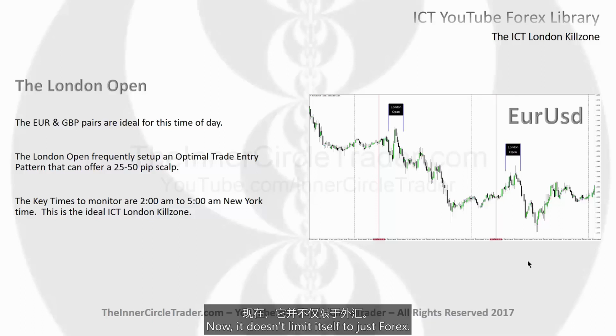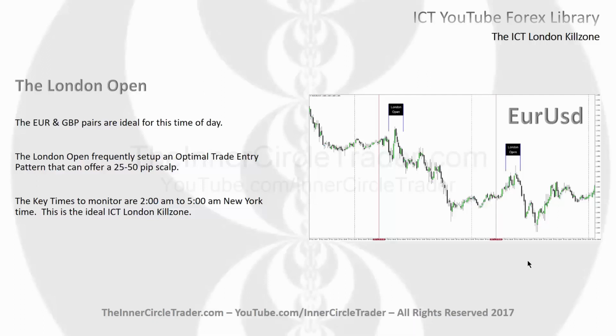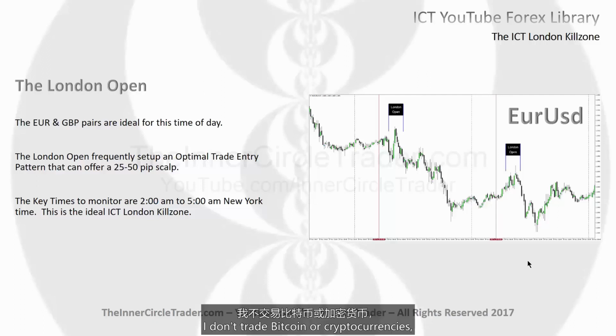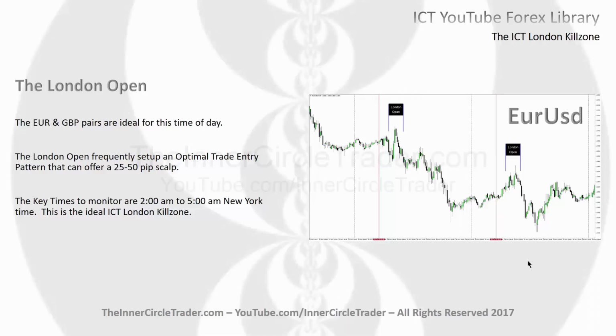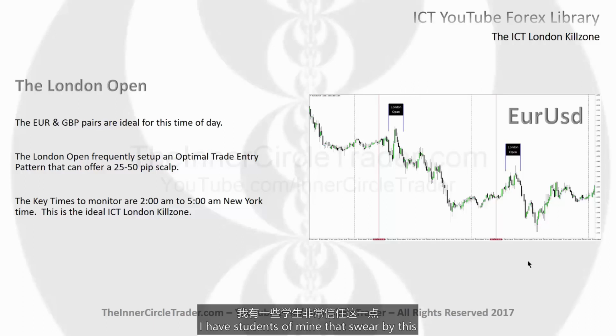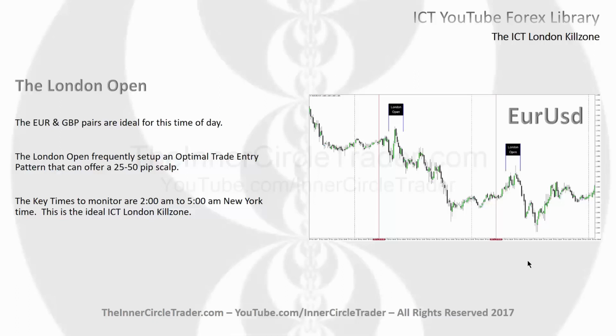Now, it doesn't limit itself to just Forex. This same phenomenon occurs in other assets. Now, I don't trade Bitcoin or cryptocurrencies, but I have students of mine that swear by this working in that asset as well. It works in commodities, it works in bonds, it works in just about everything that trades electronically overnight.